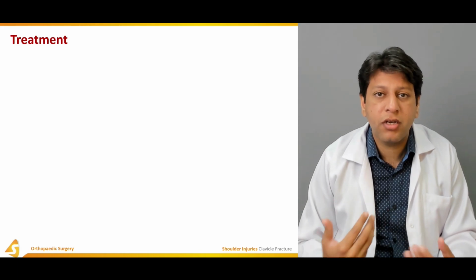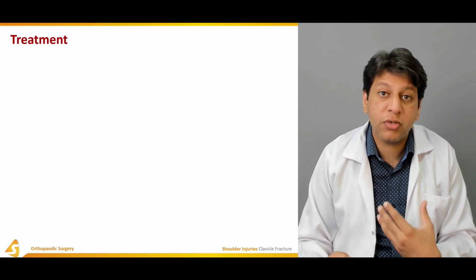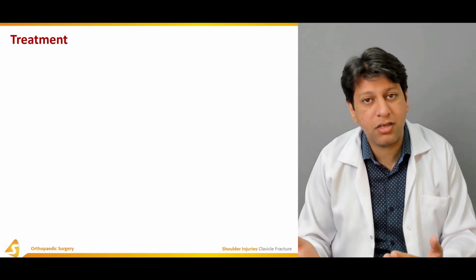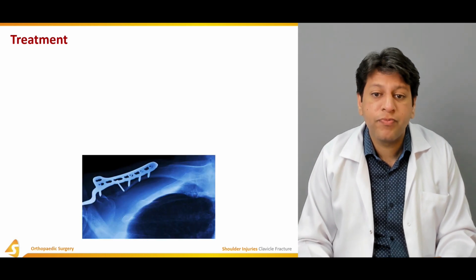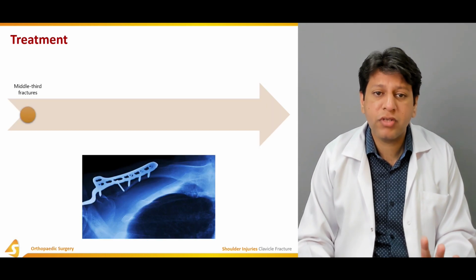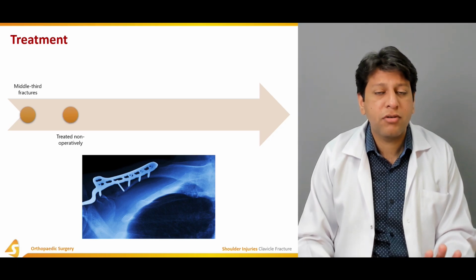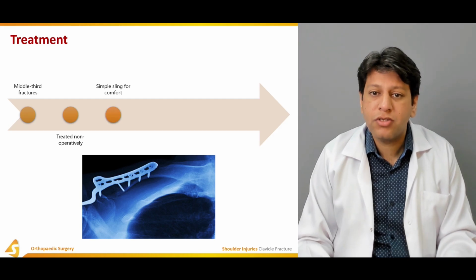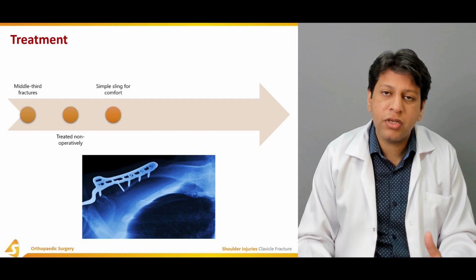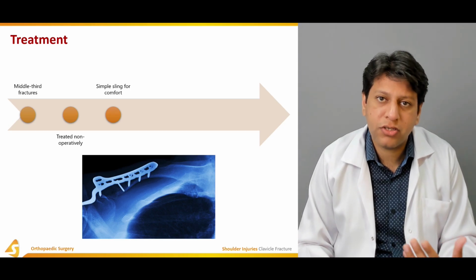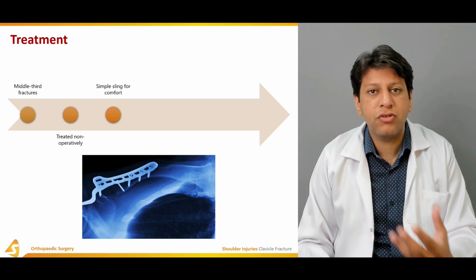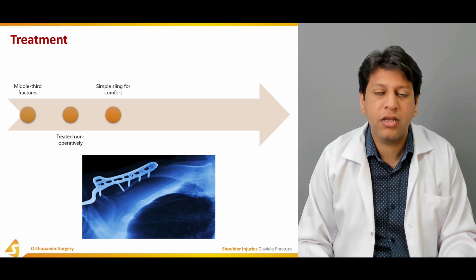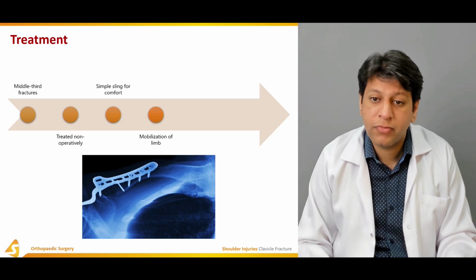At times somebody may say that once this clavicle unites, there will be a large lump, a bump, so I don't need that. Probably that is a relative indication for surgery at times. Now, middle third fractures are most of the time treated non-operatively with a poly sling or cuff sling. That is usually a simple sling for comfort, given for 2 to 3 weeks, and then gradual range of mobilization of the shoulder joint is started, and eventually at 4 to 6 weeks the maximum range of mobilization can be initiated with regular exercises for the muscles.